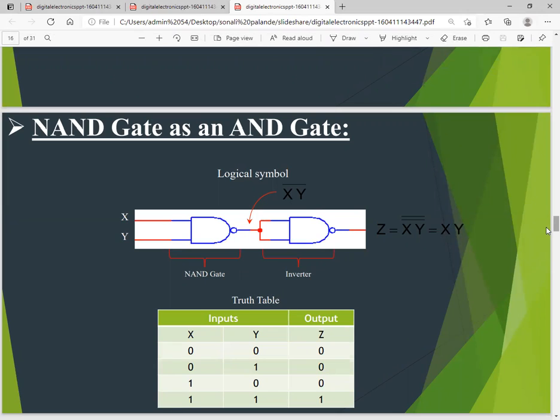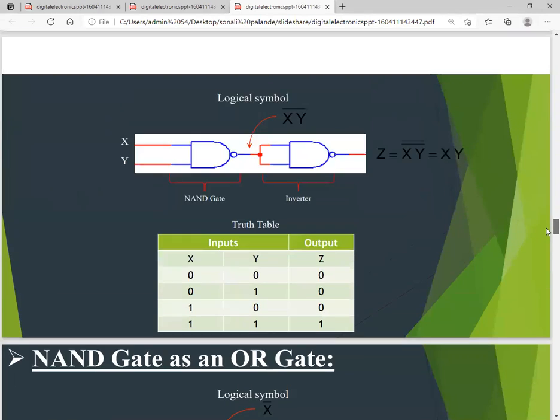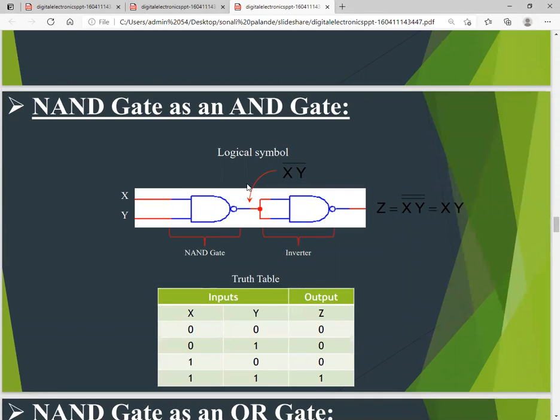The first one is the NAND gate as an AND gate. This is the logical symbol of the NAND gate as an AND gate, and this is the truth table of this logical symbol. Here two NAND gates are connected to each other, X and Y are the inputs of this logic circuit, and Z is the output.